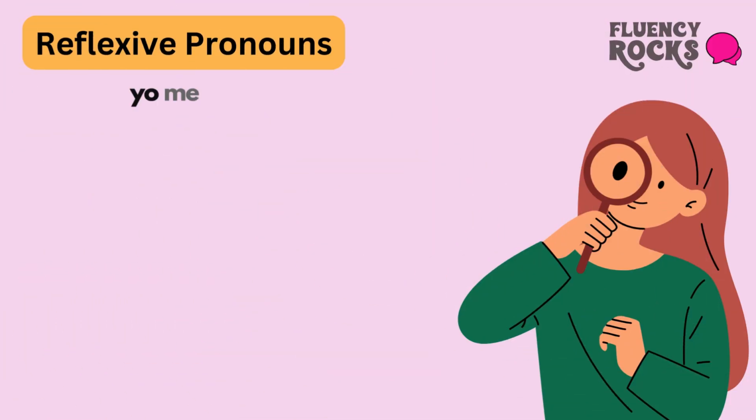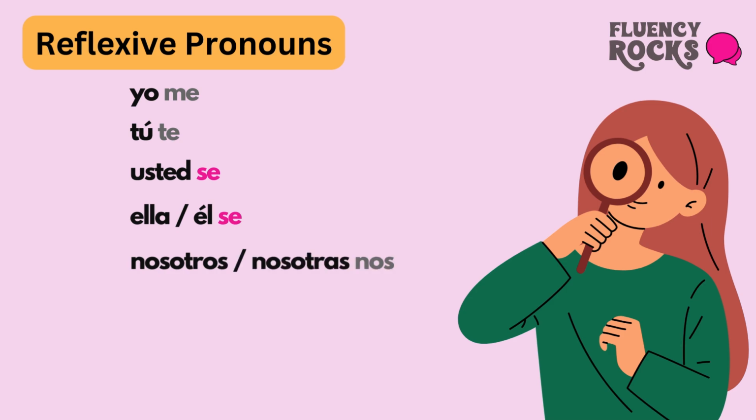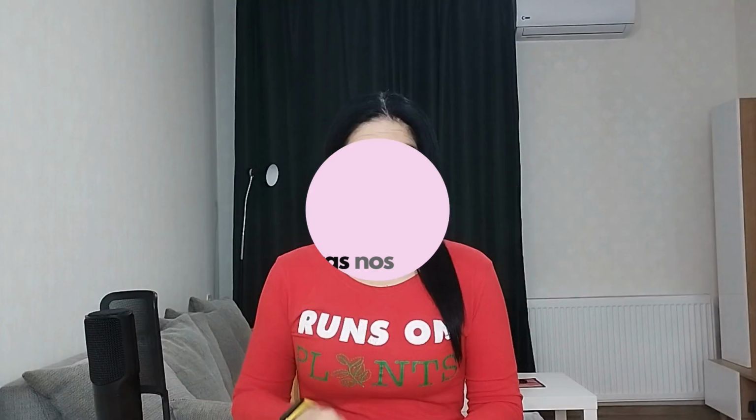But remember, sometimes se can also be attached at the end of the verb, especially when we have a previously conjugated verb. Here's a quick reminder of the reflexive pronouns. Yo me, tú te, usted se, ella, él, se, nosotros, nosotras, nos, vosotras, vosotros, os, ustedes se, ellos, ellas se. Let's illustrate this with examples.